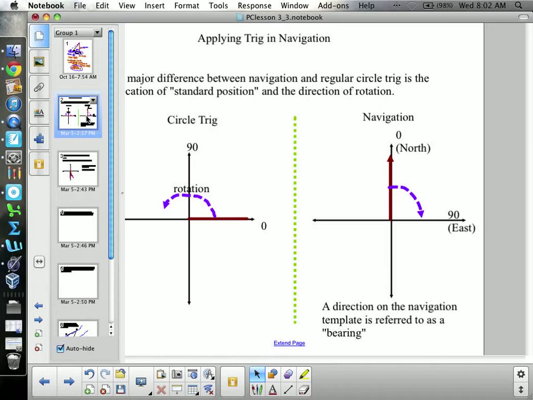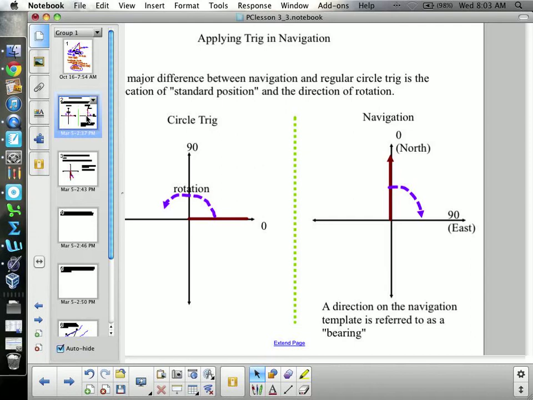Navigation is tricky, not because it's hard in and of itself, but because it uses a completely different measurement system than what we're used to. We're still using degree measurement, but we're used to the positive x-axis being our initial axis, that's 0, and rotating counterclockwise for positive measure. Navigation does it completely differently. 0 is due north, and we rotate clockwise for positive angle measure.